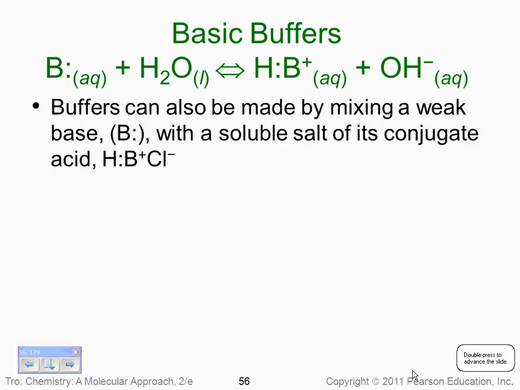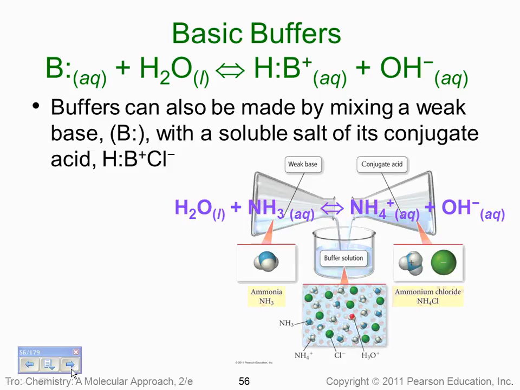So basic buffers. Basic buffers, same thing really holds, except that because they're buffers, they're basic: a weak base with its own conjugate acid present. The pHs of these are going to tend to be on the high side rather than on the low side. But the same general principles of everything that we've talked about applies in this situation. You have an equilibrium. In this case, this is the ammonia buffer, a specific example. But you have an equilibrium, so you have all four of those components in there at the same time.